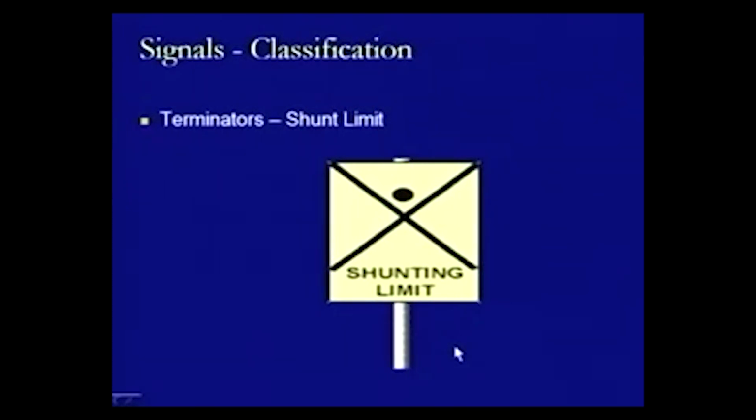Then this is a shunting limit terminator, as we have seen the BSL terminator. Similarly, in that sense, this is cross means, and this is written here.